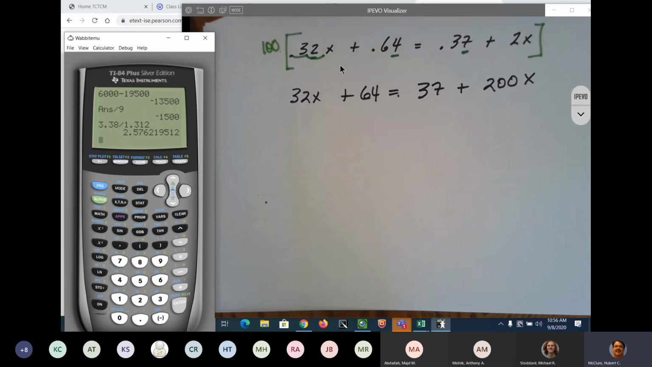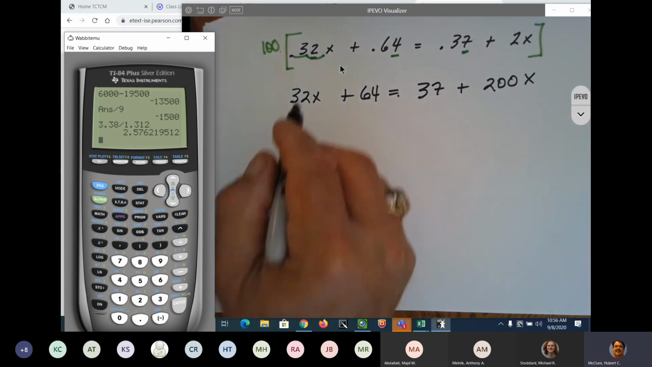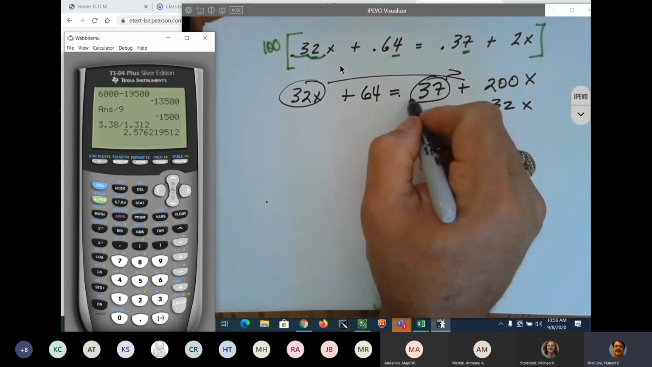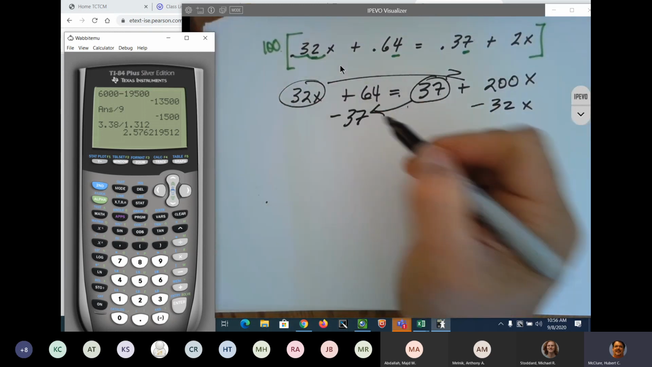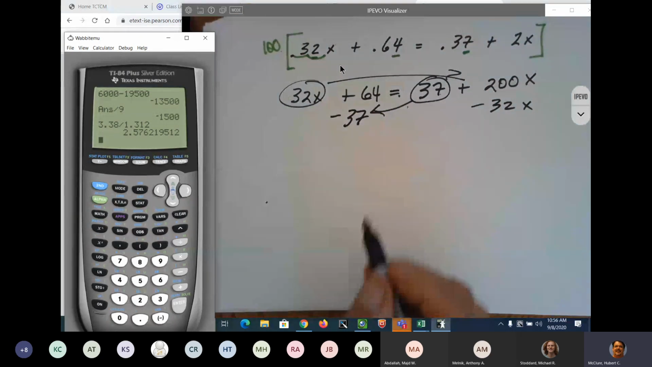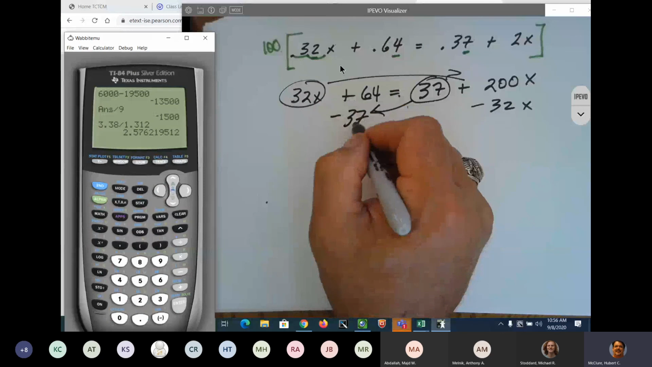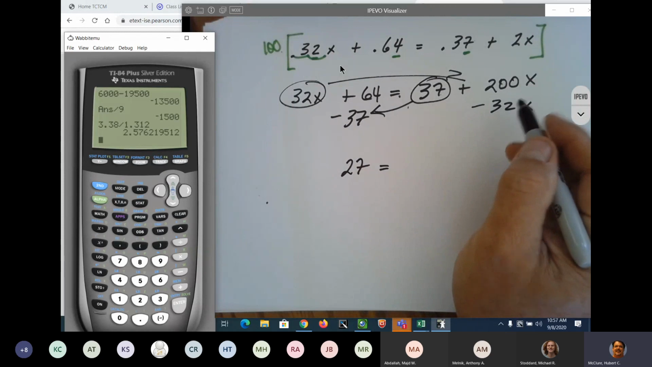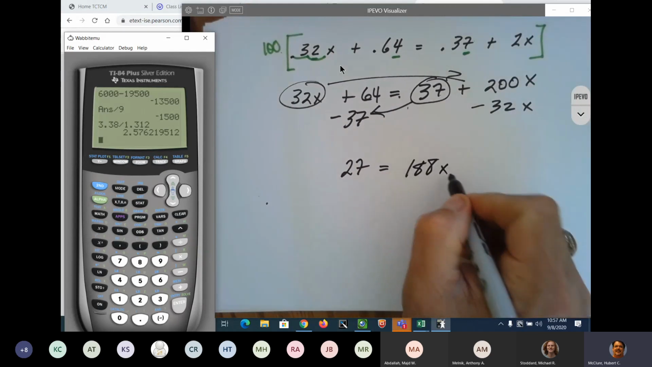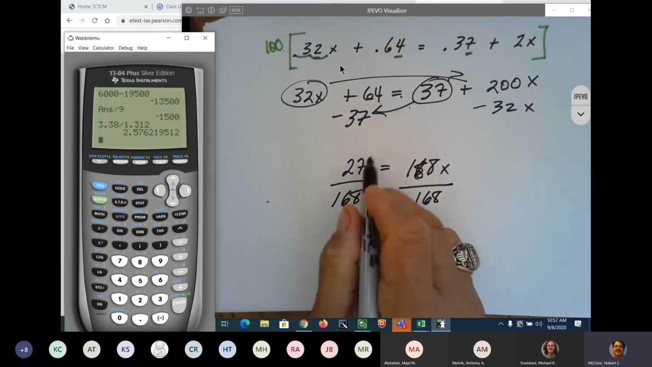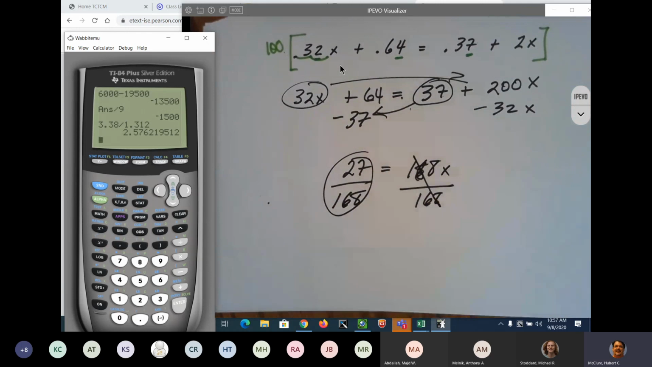And now you just got an algebraic problem. So I'm going to take the 32 across the river and 37 across the river. And 64 minus 37 is 27. And 200 minus 32 is what? 168. So that should be it.